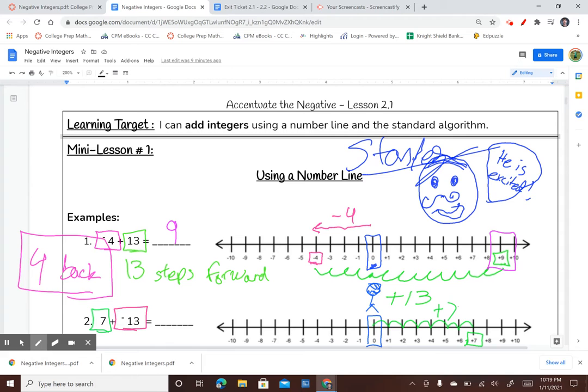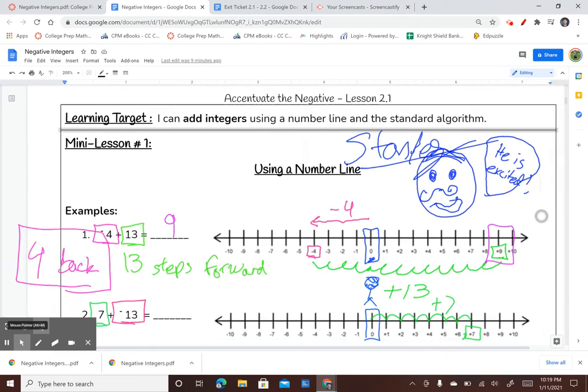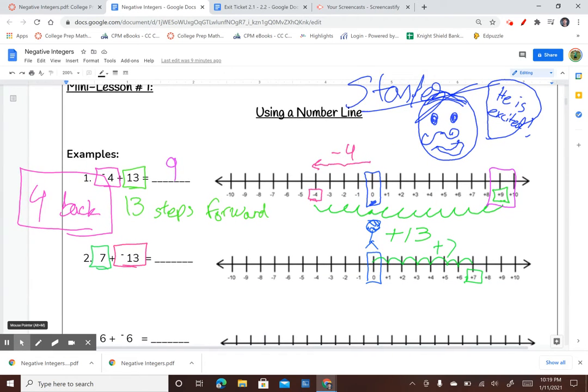That's our first move. Now let's go ahead and scroll down here. Now we're adding. And so when we're adding, again, we typically face this direction. But we notice that we're adding a negative number. And so when we told Stanley to move 13 steps forward in the positive direction, that was just positive 13. But now we're working with negative 13. So we're telling him to do the opposite. So the opposite of moving 13 steps forward would be moving 13 steps backwards.